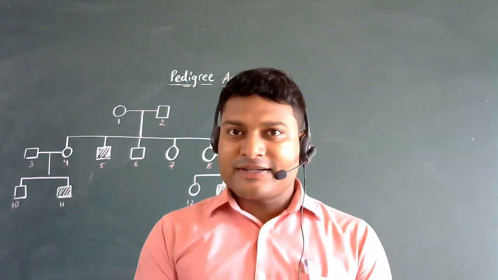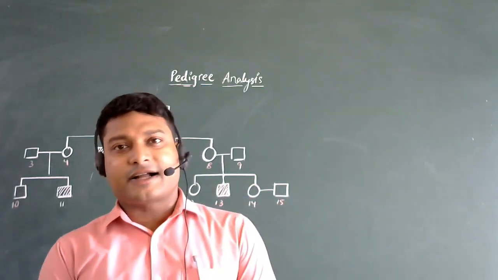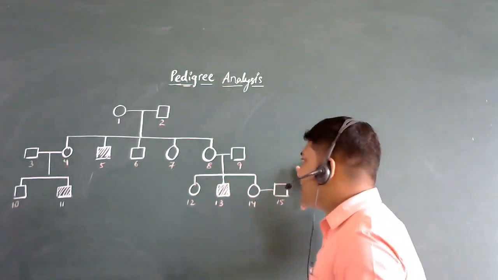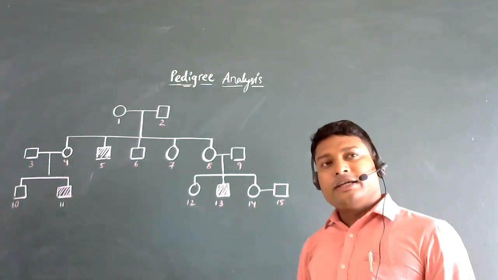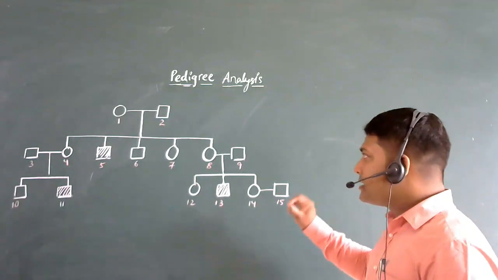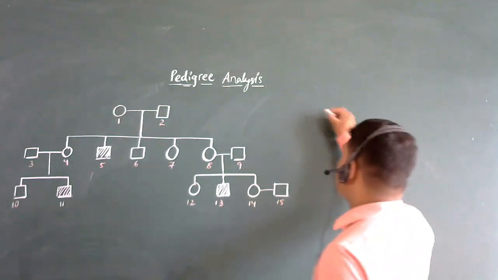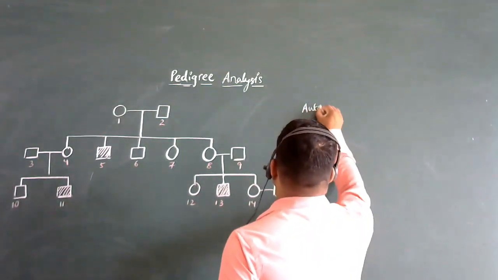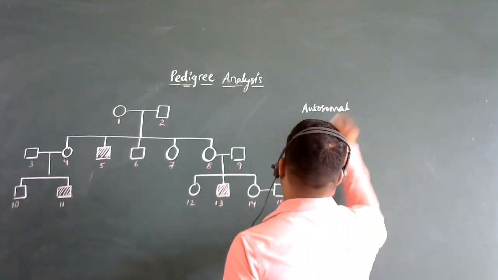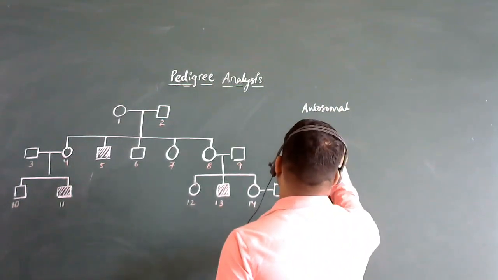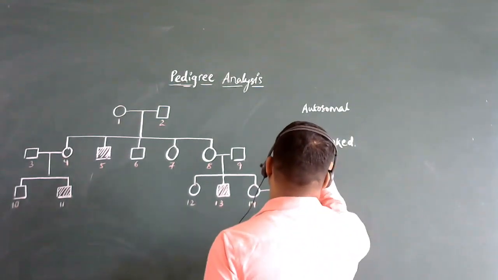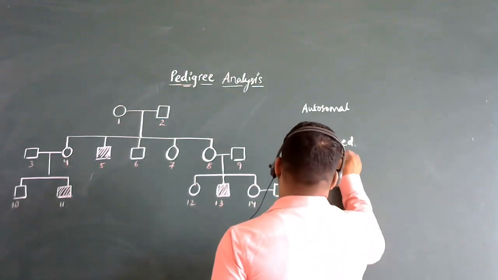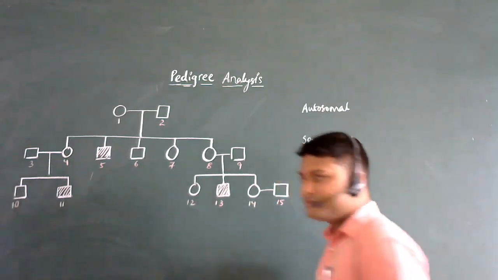Why do students feel it is difficult? When you are given a pedigree such as this one on the board, there is a question asked: whether this particular trait is going to be autosomal or sex linked. Or, to be specific, we can be talking about the X linked trait.